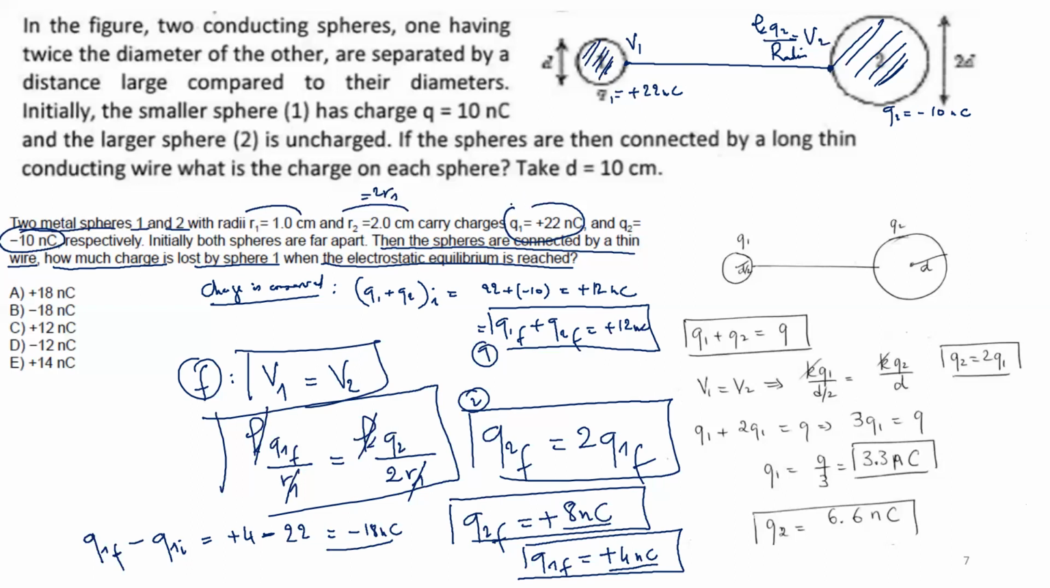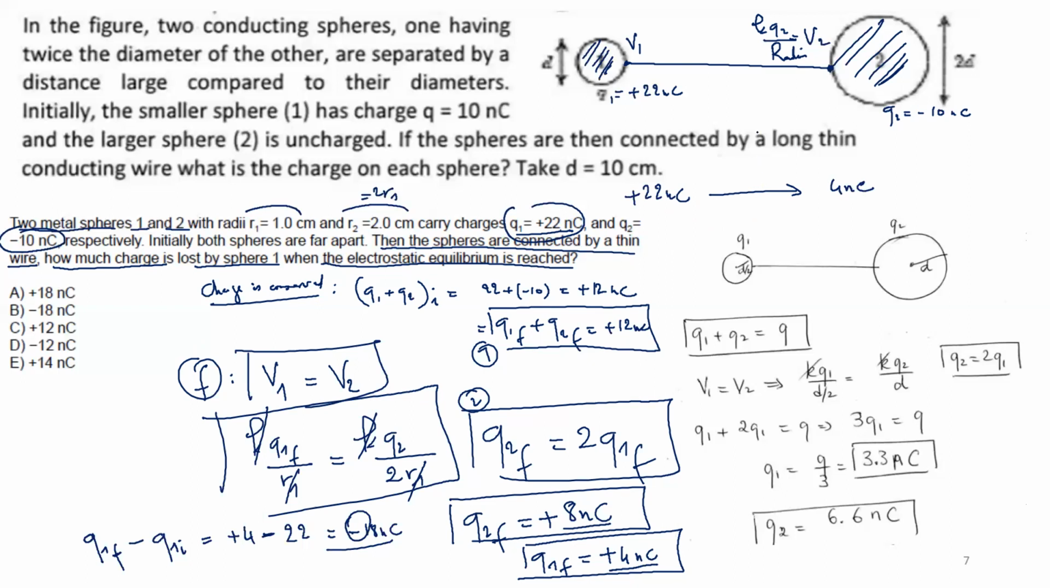So I go from basically 22 for Q1. I started from 22 nanocoulomb, and I go to what? 4 nanocoulomb. So how much did I lose? I lose 18. This is why I have a minus 18. So I have lost 18. Okay, I have lost 18 what? 18 nanocoulomb. Okay, good.